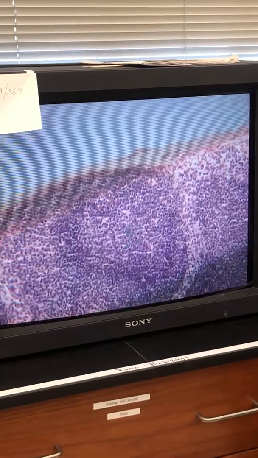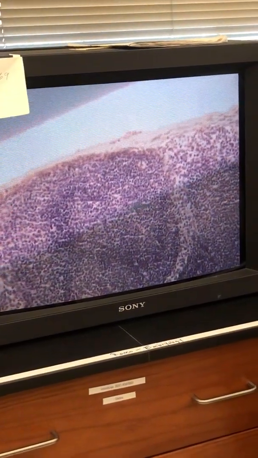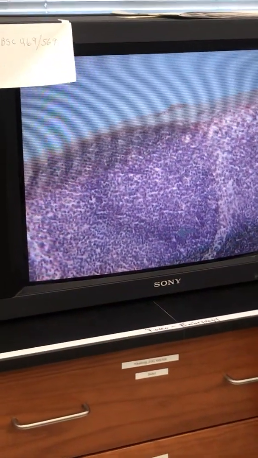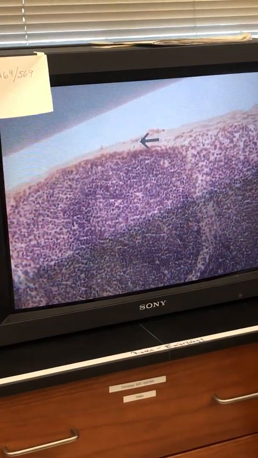Now, name the cells that are within this. B lymphoblast. What is this darker colored ring around right here, the thing that starts with the mantle zone? Mantle zone. Okay.